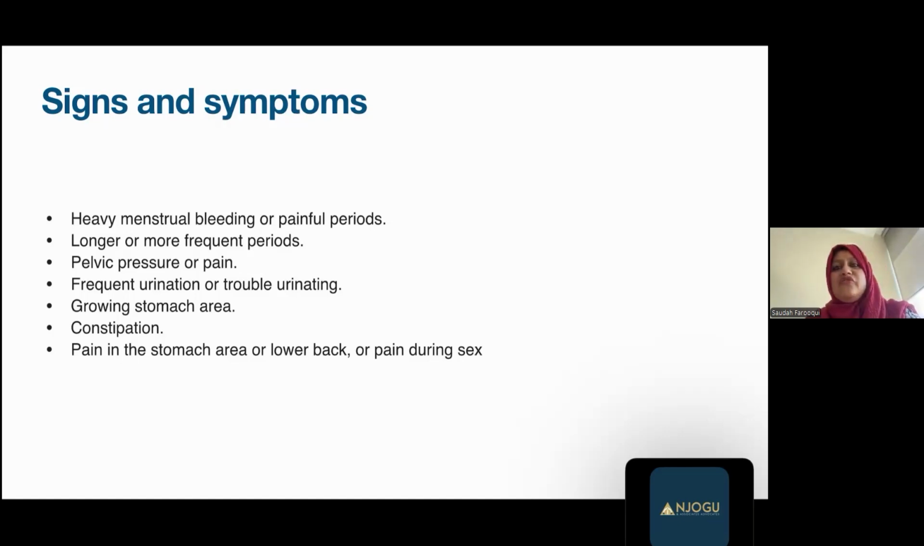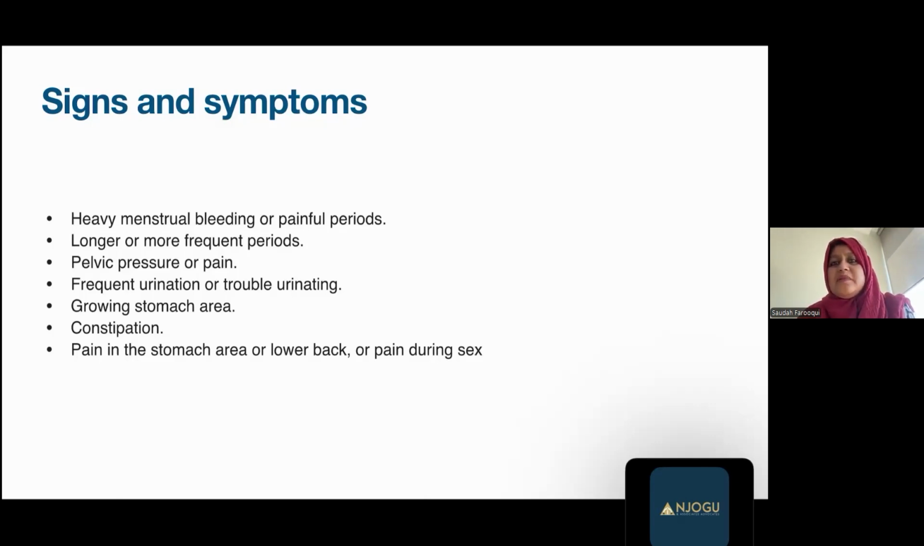Then you may also feel a growing stomach area. Basically, you feel that mass. It sometimes mimics a pregnancy in the way it grows. There are many women I get in the clinic who had no idea. They just think they're gaining weight until one or two of their colleagues ask them, are you pregnant? Your tummy seems to be growing like a pregnancy. And then when they come in, we find out it was fibroids making the uterus so big.